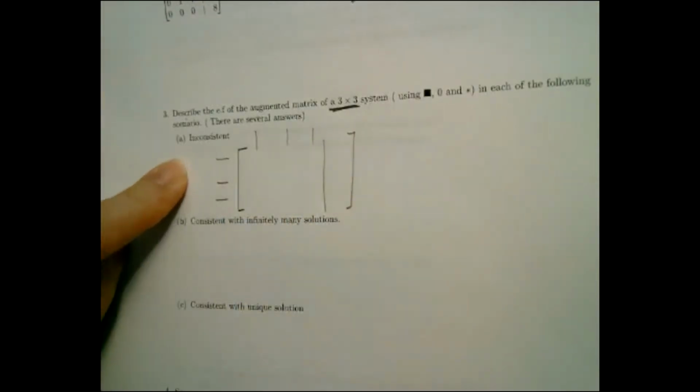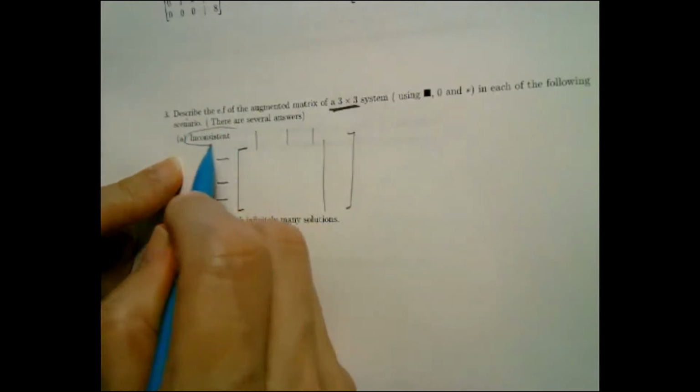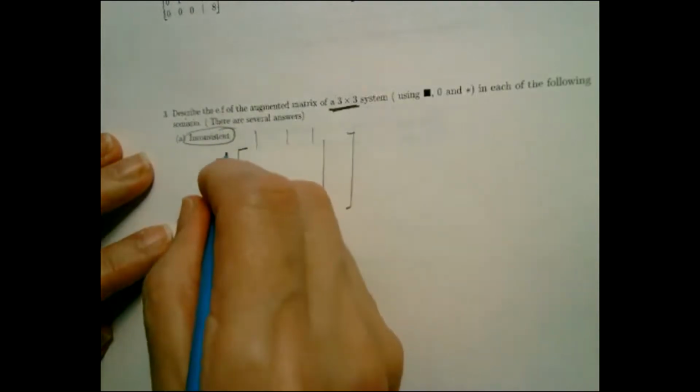And my question is very easy. I want the system to be inconsistent. Describe the echelon form of the augmented matrix. So please get going. We should go through that fast. Okay, who would like to answer this? Don't make me pick. I don't really know you, so I really don't want to be mean.